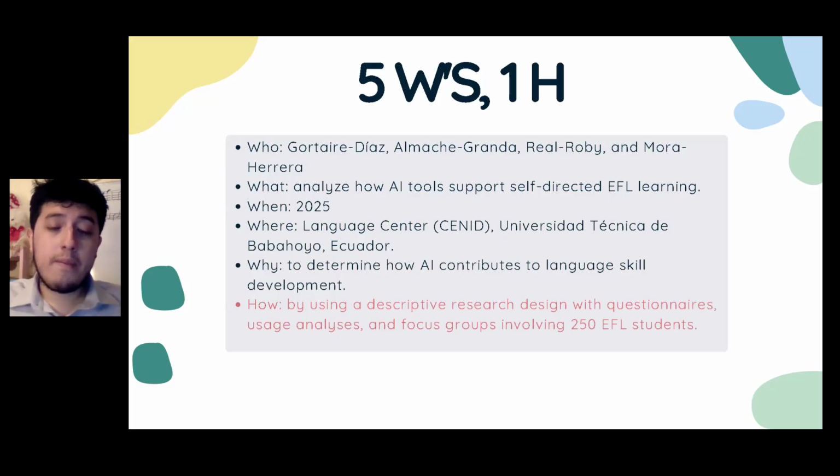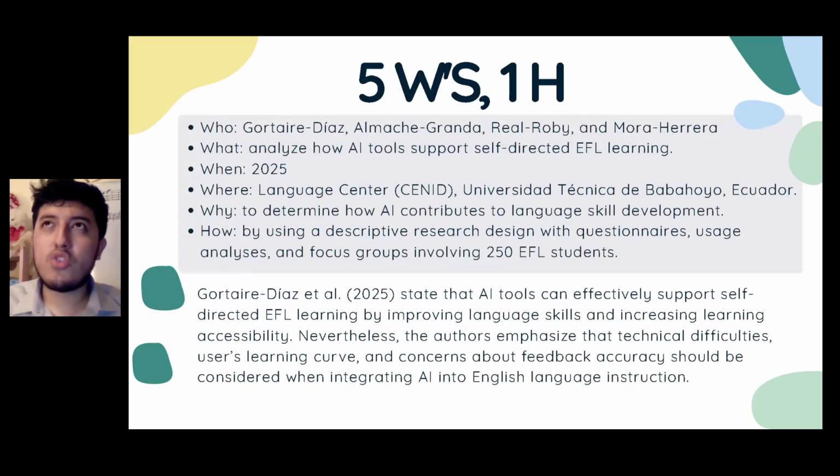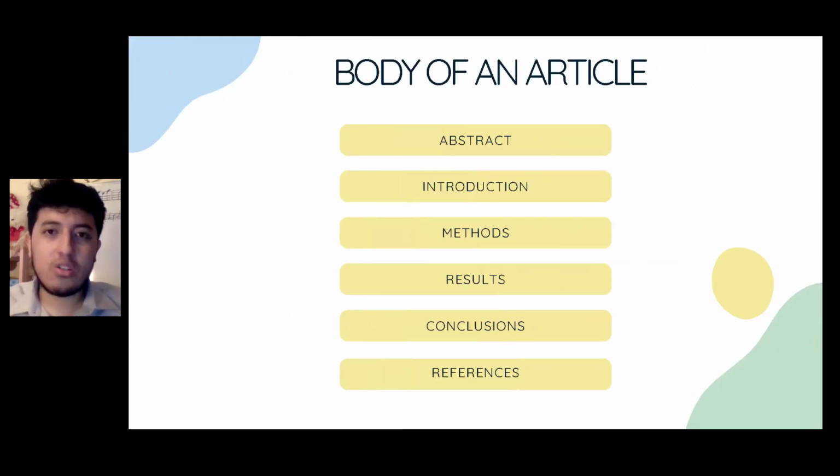So, but how do we summarize a huge entire article? First, we need to take into account the parts of that article. In this case, an academic article has an abstract, introduction, methods, results, conclusion, and also, of course, references. We need to keep this in mind because to summarize an entire article, we need to see it in parts.